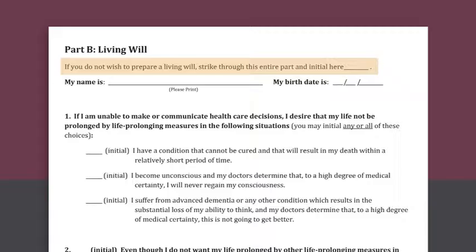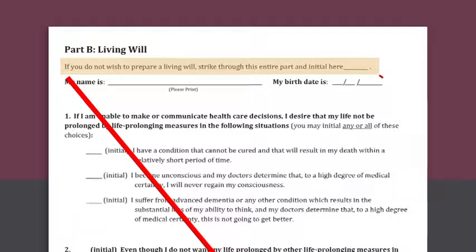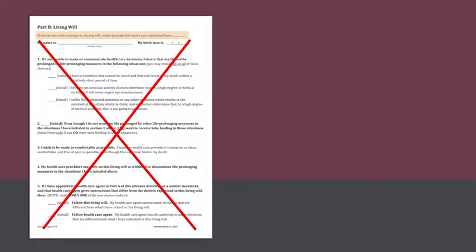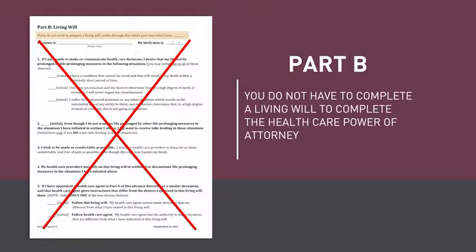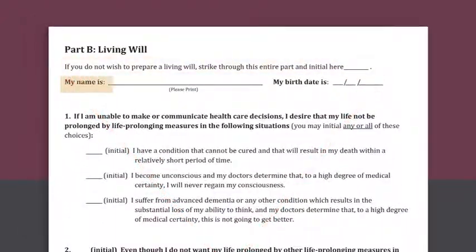If you do not wish to complete a living will, you should initial at the top of the page and strike through the text. You can move to Section C. You do not have to complete a living will to complete the healthcare power of attorney. On the first line, write your full legal name and your birthday.